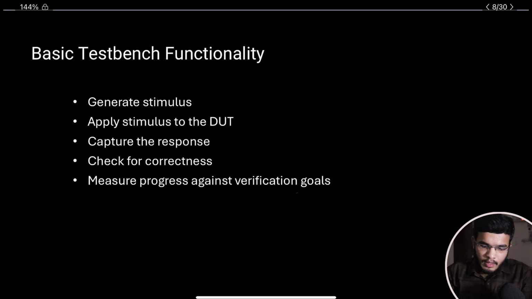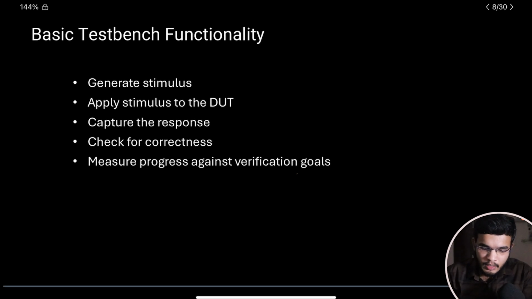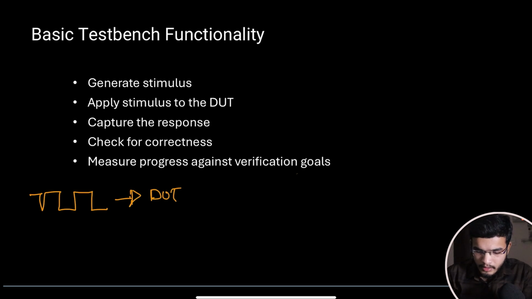As I previously mentioned about the test bench, it has certain functionality. Let's say we have a test bench, it should do certain things for our design. So the steps follow like this. Initially we generate stimulus. Let's say we generate some signal and apply this stimulus to the DUT, design under test, and capture the response. Whatever the design under test is giving, we just capture that response and check for correctness.